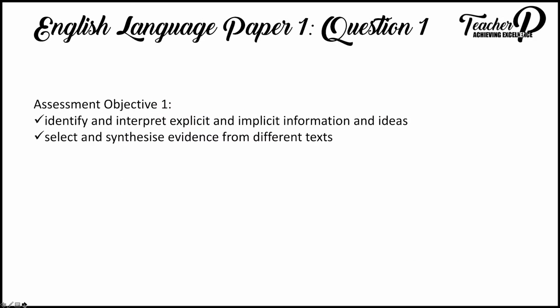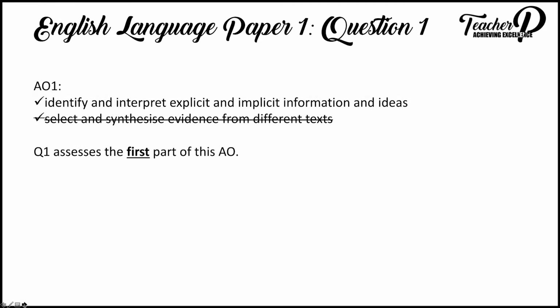This question will assess the first part of the assessment objective, AO1, so bullet point 1, where you are expected to identify and interpret explicit, so obvious and clear, and implicit, reading between the lines, information from an unseen passage. So, in this instance, you will need to list 4 things that you learn from the text about the weather in Cornwall from lines 1 to 7.